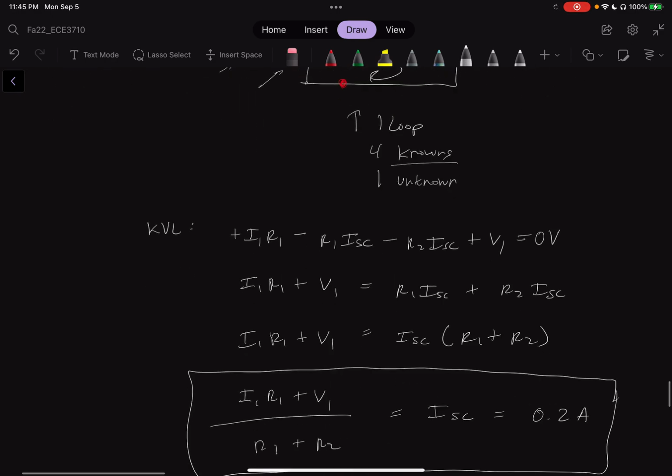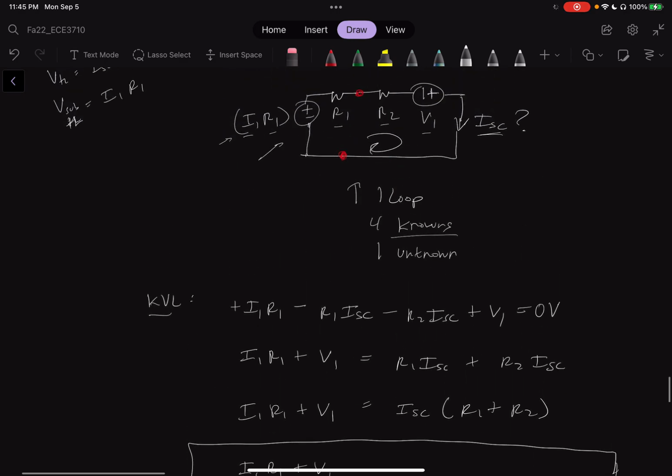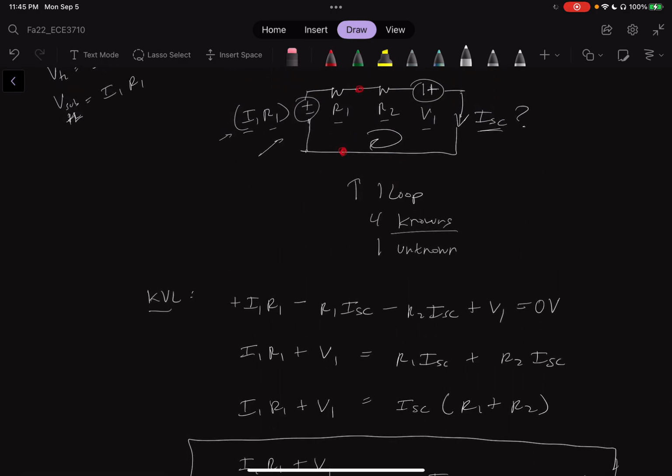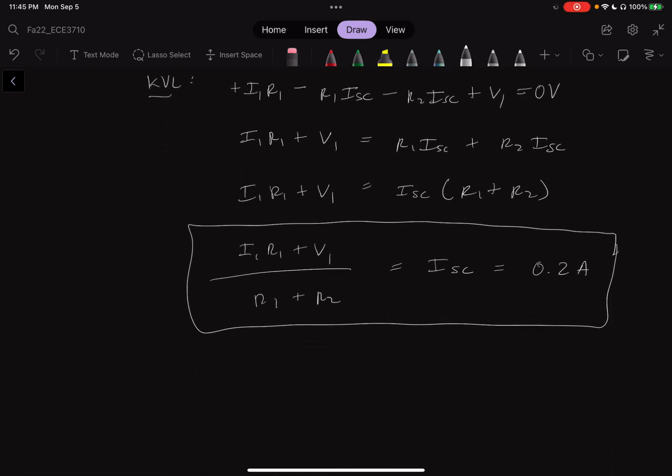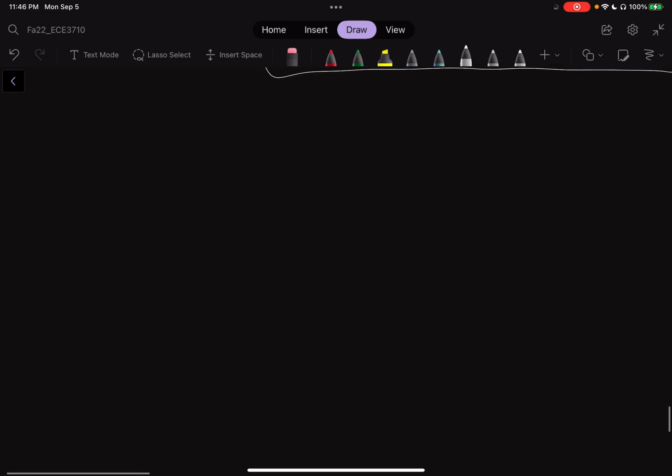We don't know Isc. So we did KVL, and we did it clockwise. So it was plus I1 R1, minus R1 times Isc, minus R2 Isc, plus V1, because of the direction we're going clockwise, up the mountain. All of that equal to 0 volts. We conducted high school level algebra. I explained this already. And we got Isc is equal to 0.2 amps. Good job.